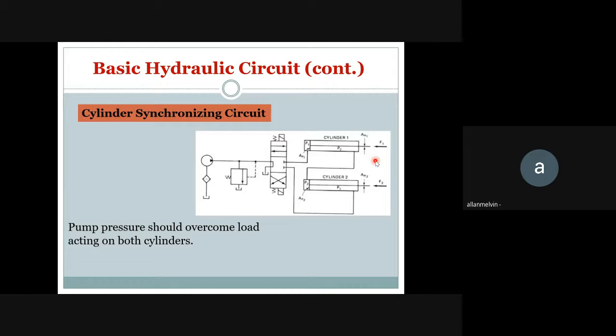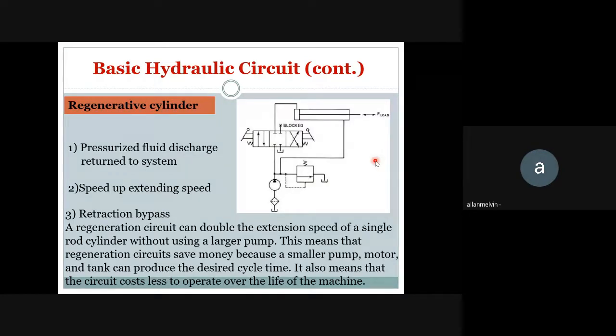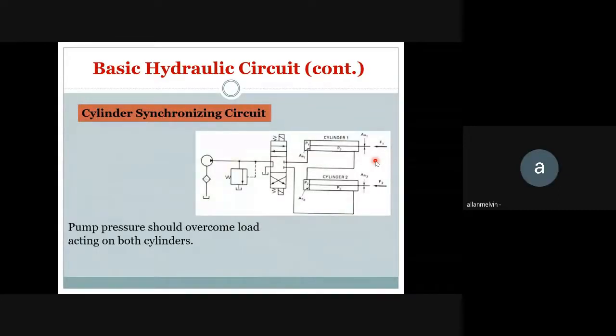Sir, the pressure loading position, does it mean the middle position or the left and right? Which one? Pressure loading position. Oh no, this one is the left one. Yes, pressure loading position. Pressure loading is normally for the cylinder to extend. Normally the cylinder to extend will be on the left hand side, right? So you are loading a pressure for the cylinder to extend. You are applying a pressure to the cylinder area for it to extend. Okay, sir.